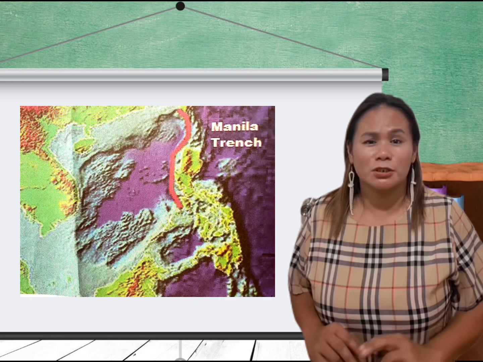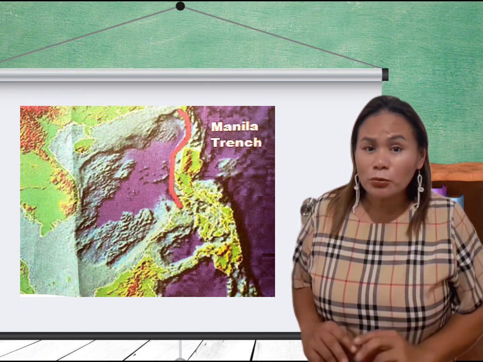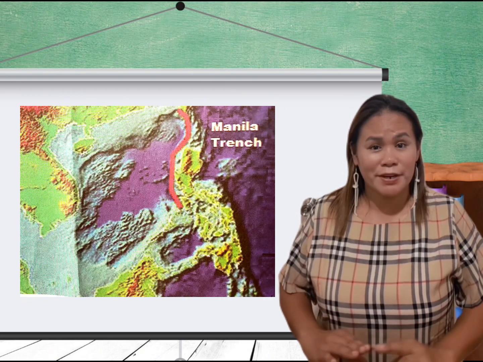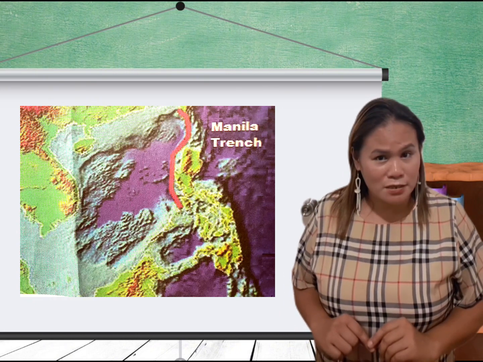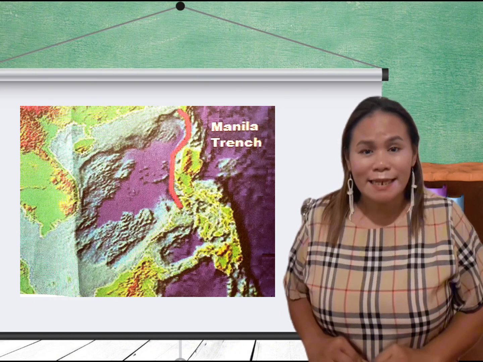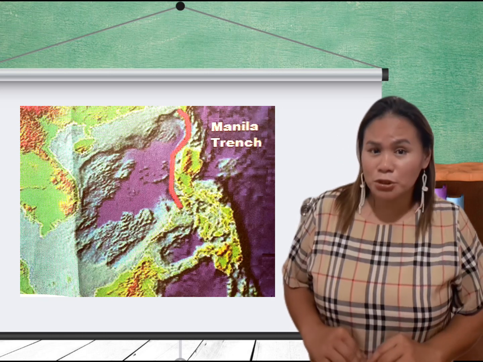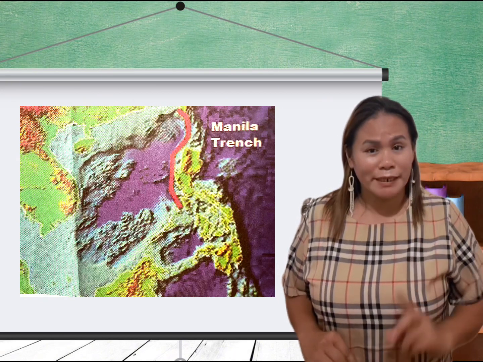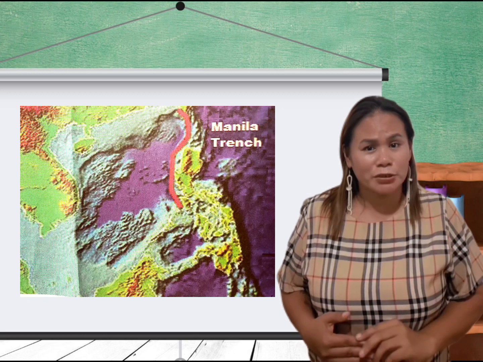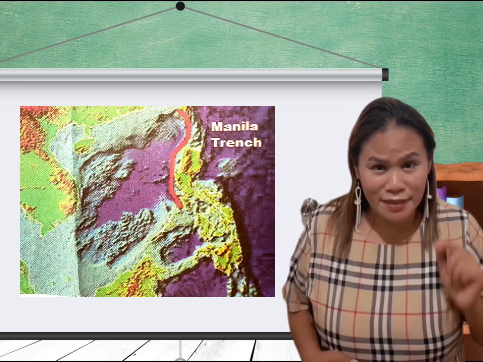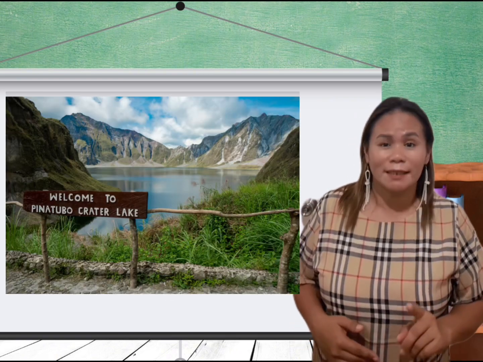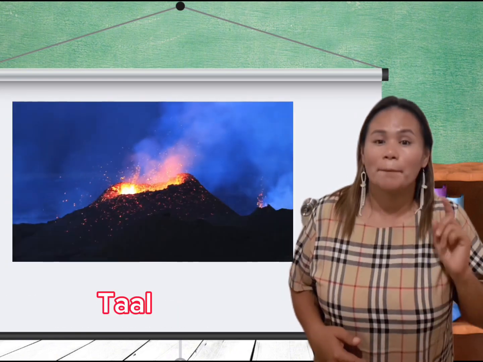Aside from the formation of trenches and troughs, the downward movement of the oceanic lithosphere underneath the Philippine archipelago creates active volcanic chains. For example, the descent of the West Philippine Sea oceanic lithosphere along the Manila Trench created a volcanic chain from Taiwan to Mindoro. Some of the known active volcanoes in this chain are Pinatubo in Central Luzon and Taal in Batangas.